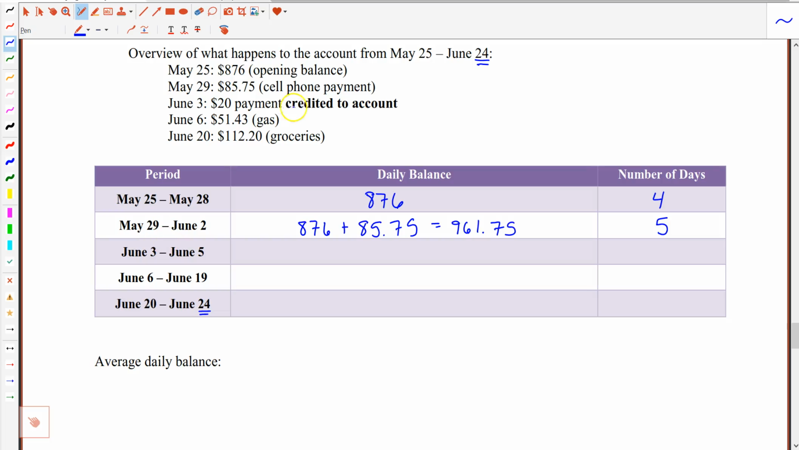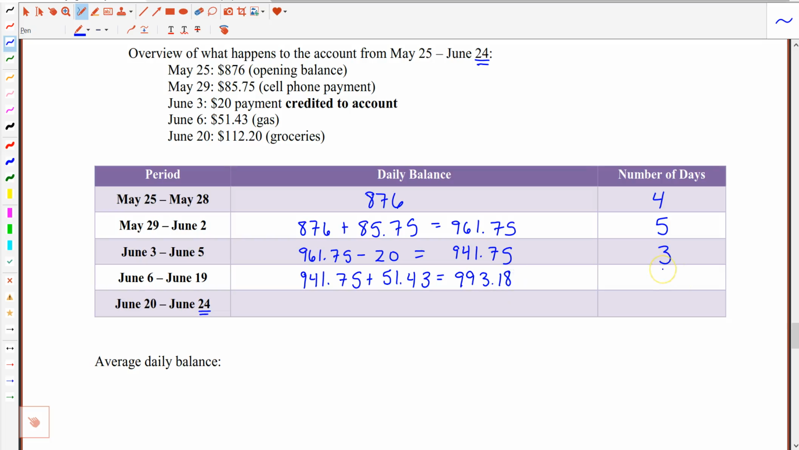Next thing is June 3rd, the payment goes through, so this will be at $961.75, and I will subtract the payment of $20. So now I'm at $941.75. I will sit at this amount from June 3rd, June 4th, and June 5th. That's 3 days. Then on June 6th, gas was purchased, so then I was at $941.75. I made a purchase for $51.43. So now at that point in time I'll be at $993.18, and I want to keep track of how many days that was.